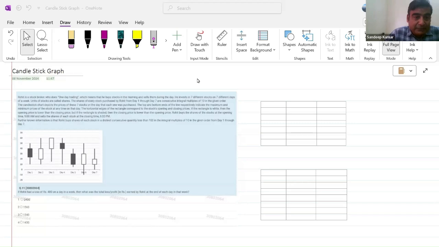The candlestick chart depicts the prices of these 7 stocks on the day that each one was purchased. The top and the bottom end of the line respectively indicate the maximum and the minimum prices of the stock at any time of that day. So for example, on day 1, the minimum price was rupees 10 and the maximum price is rupees 50. Similarly, on day 2, the minimum price of the stock is again rupees 10 and the maximum price is rupees 60.